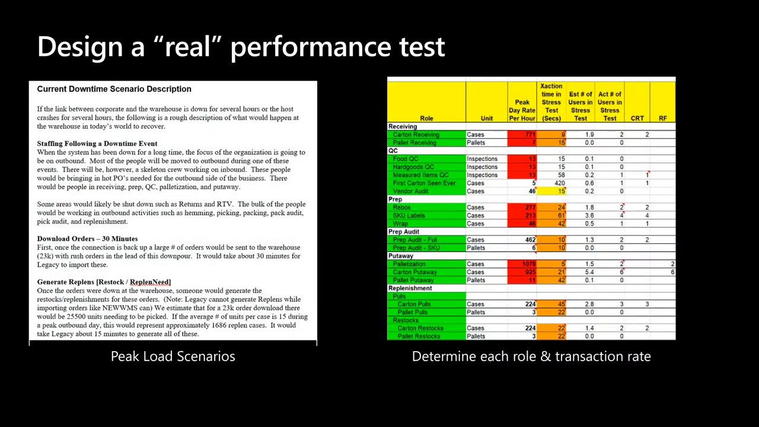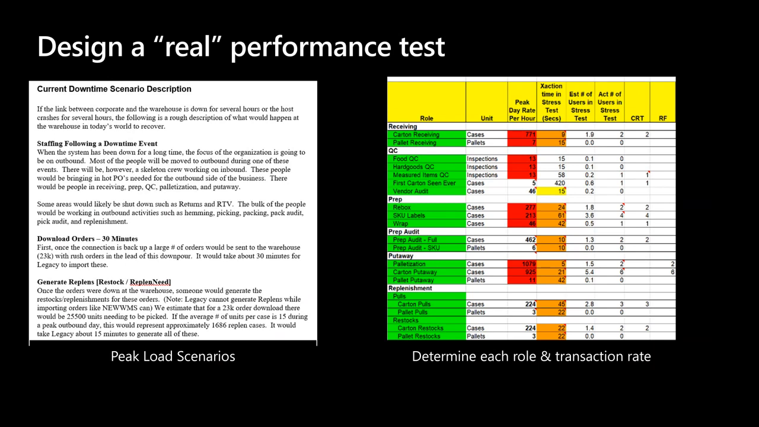So the first step, as I mentioned, is determining those scenarios. So what are your peak load scenarios? Here's an example from a customer. They said their expected peak volume would be if something were to happen and the system goes down, and let's say a critical integration goes down so that they can no longer receive orders for, say, 30 minutes. So what would that look like in order to try to get caught back up? That was the scenario they identified.